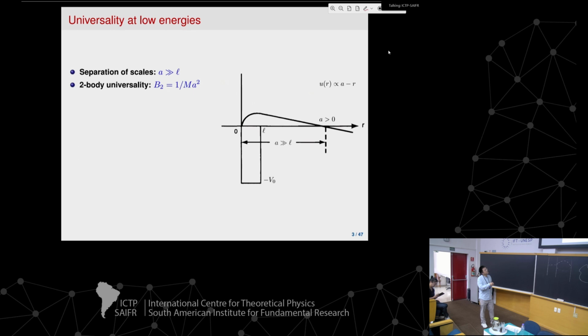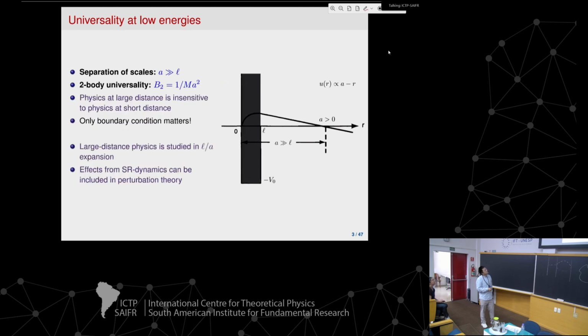So if it's positive, then it basically tells you how the wave function behaves in this part, right? And then you can relate the binding energy of this system to the scattering length. So the two-body binding energy is related to 1 over, there should be a bracket, m times a squared. So this actually shows you that this binding energy is independent of the details of the interactions. It's only parameterized by the scattering length.